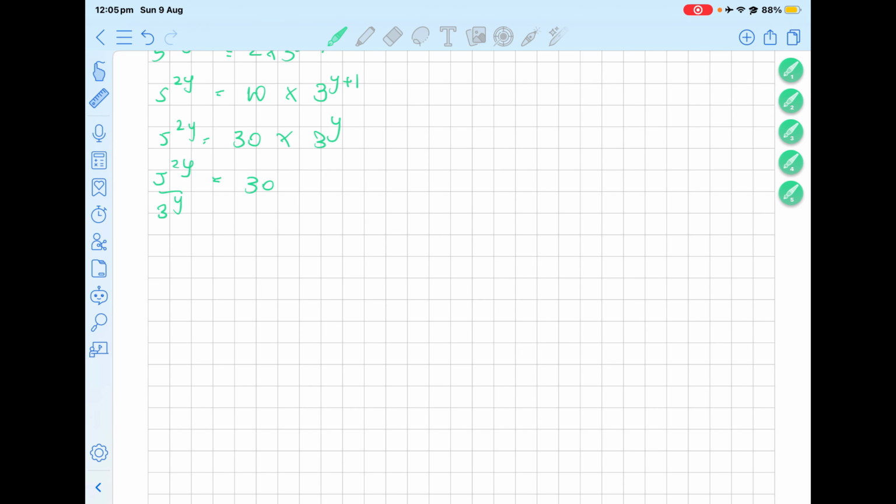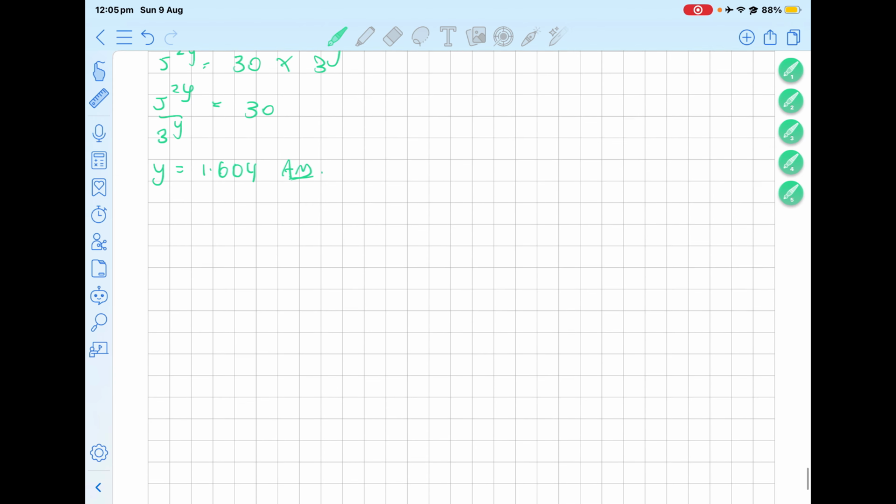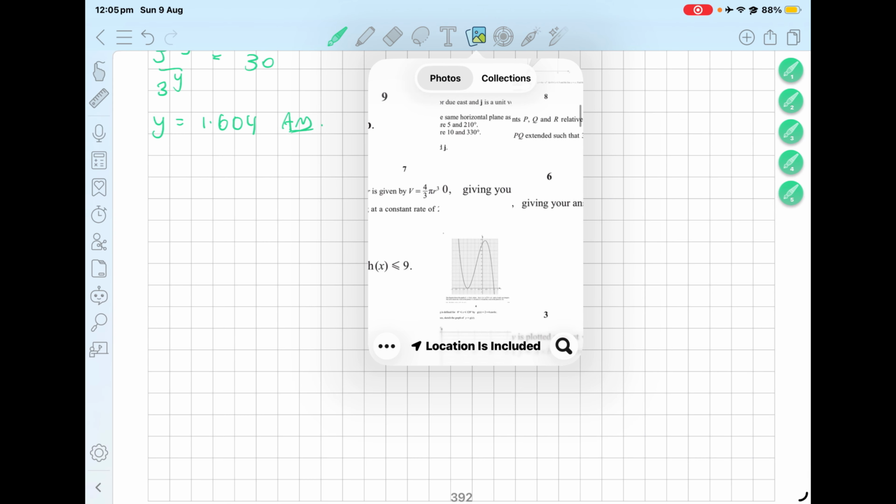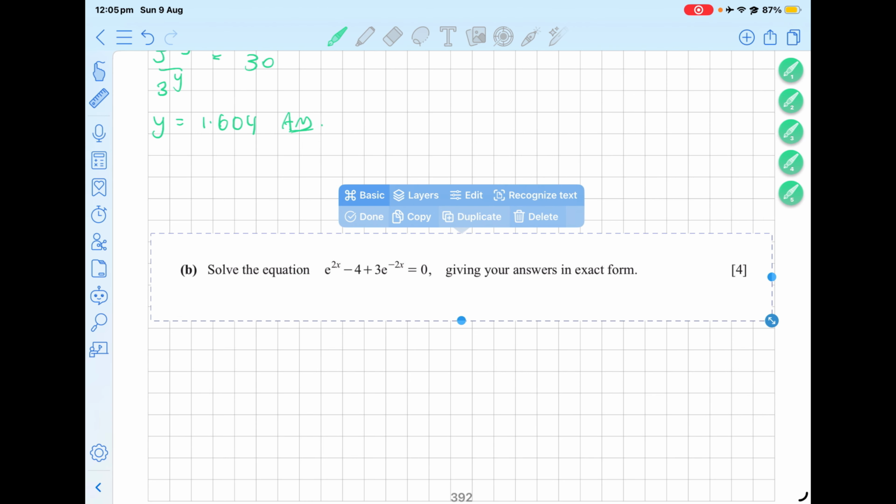So y is ultimately just 1.604, and let's just check that. So it's 5 to this over 3 to this. Yep, that is 30. So 1.604 is the answer to this question. Then how do we solve this one?